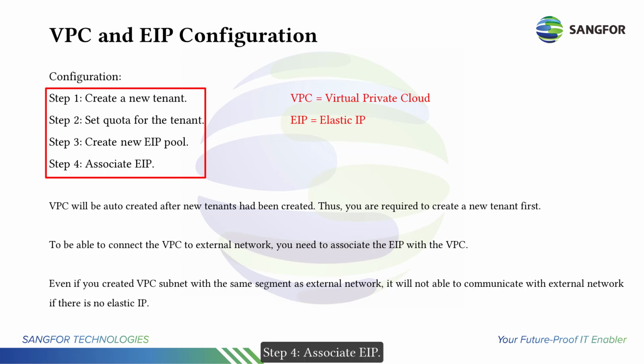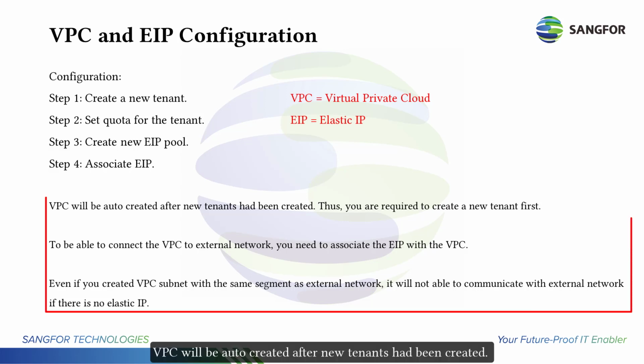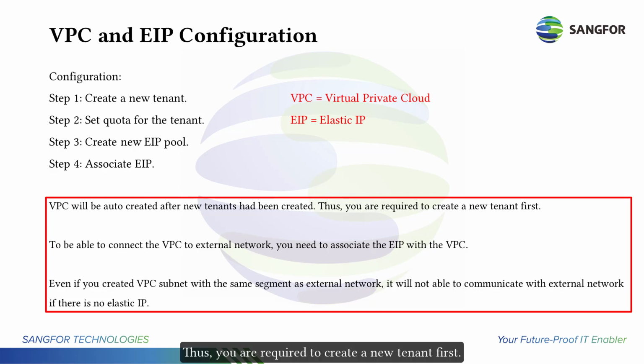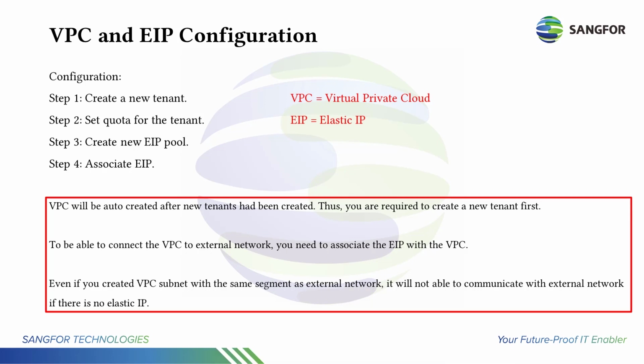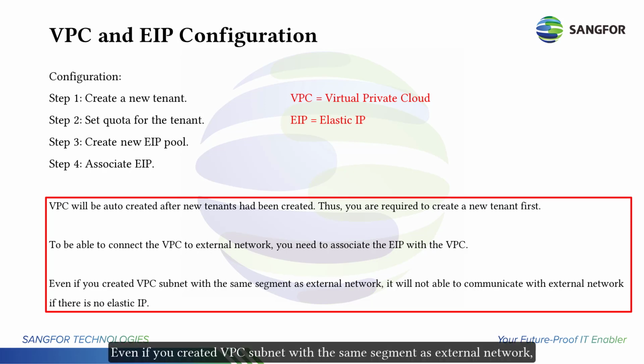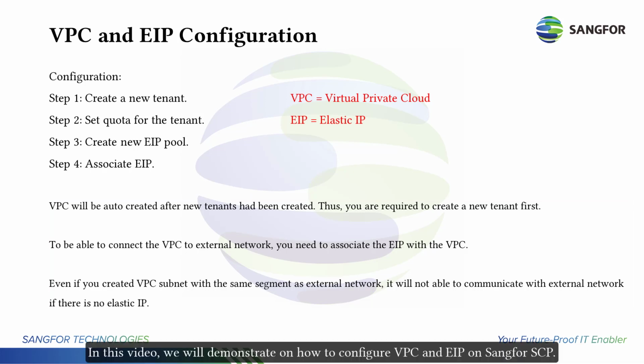Step 4, associate EIP. VPC will be auto-created after new tenants have been created. Thus, you are required to create a new tenant first. To be able to connect the VPC to external network, you need to associate the EIP with the VPC. Even if you created a VPC subnet with the same segment as the external network, it will not be able to communicate with the external network if there is no elastic IP. In this video, we will demonstrate how to configure VPC and EIP on Sangfor SCP.